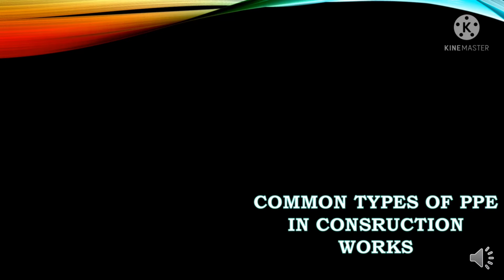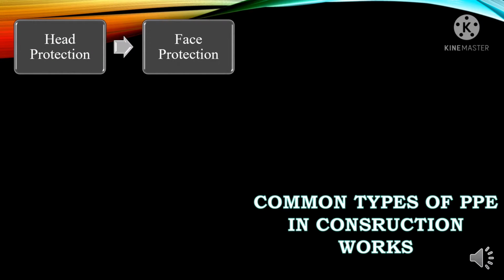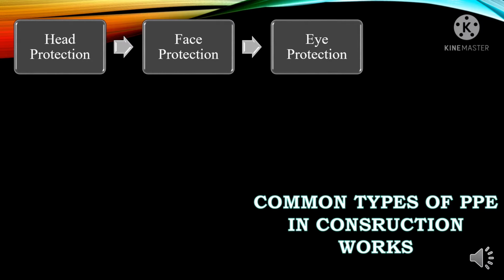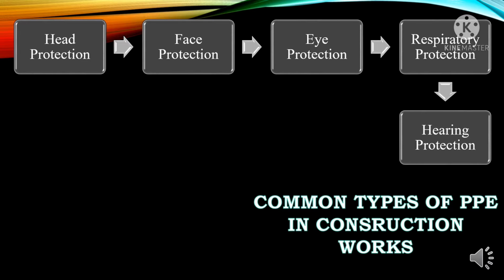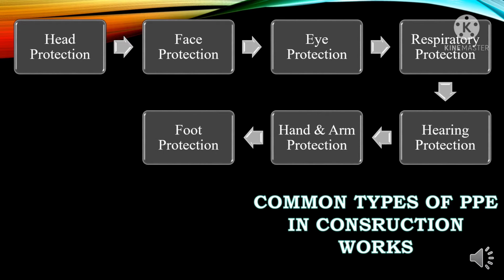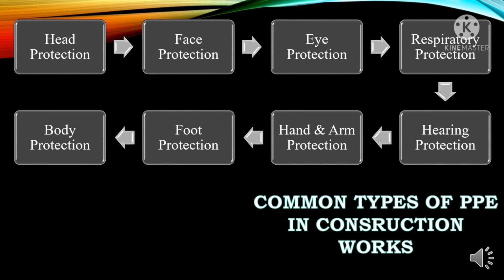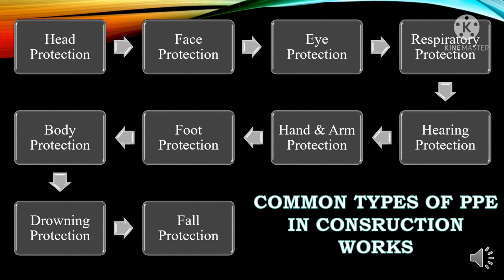So, in this assignment, we are requested to identify 10 common types of PPE in construction works. The first one is head protection, second is face protection, third, eye protection, fourth, respiratory protection, fifth, hearing protection, sixth, hand and arm protection, seventh, foot protection, eighth, body protection, ninth, grounding protection, and the last one is fall protection.